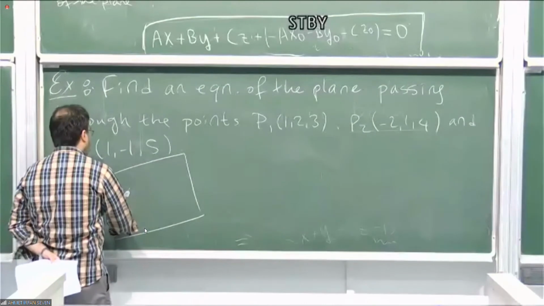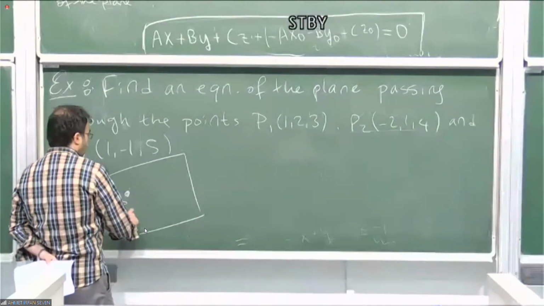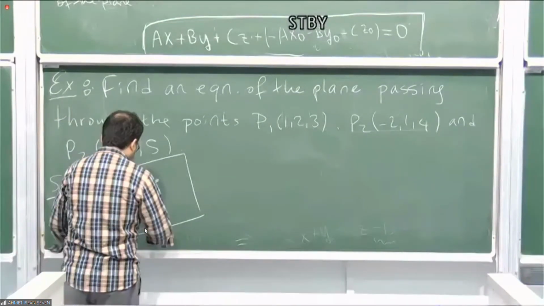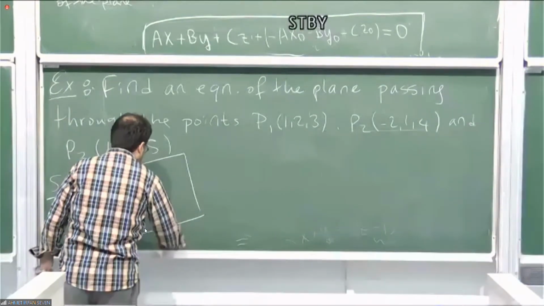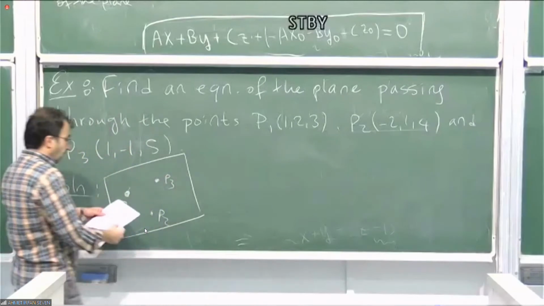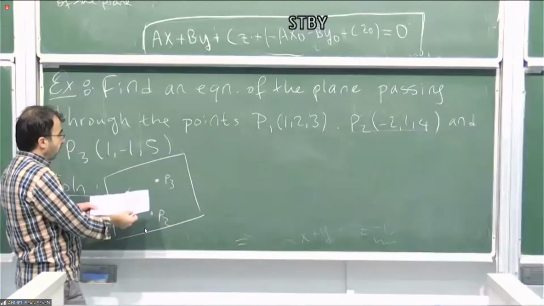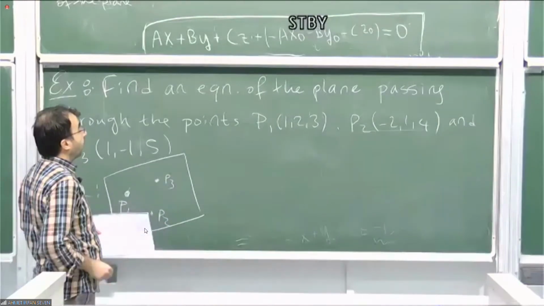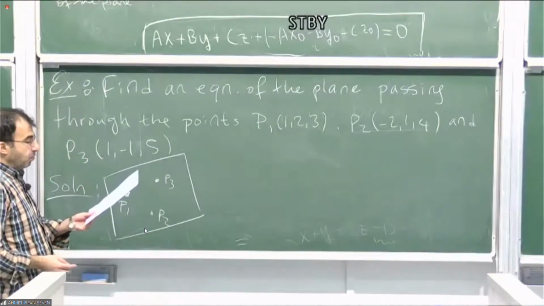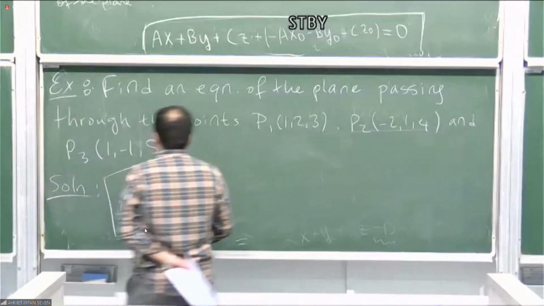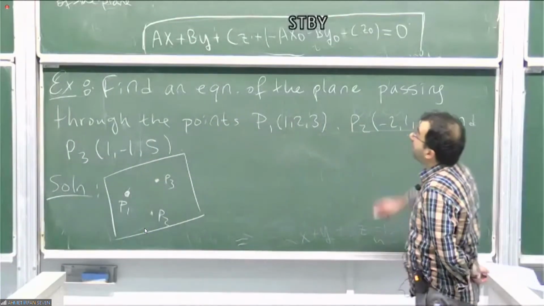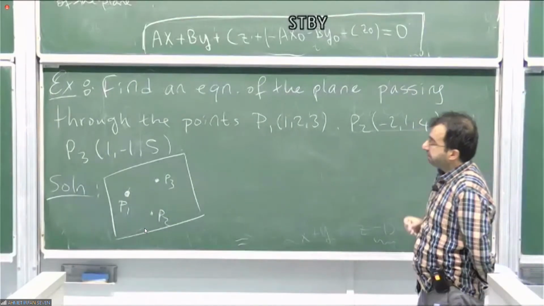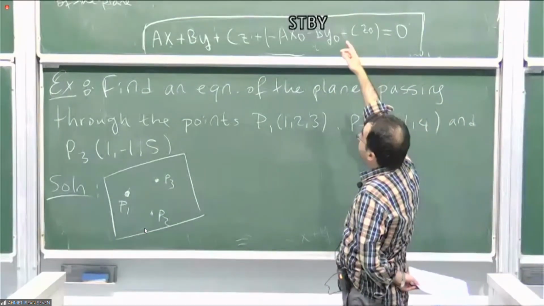So let's draw a picture here again. So these are points P1, P2, P3. And we want to find the equation of the plane that passes through these points, P1, P2, P3, which is a very natural question. Okay. How do we find the equation of this plane? Just like we had previously.